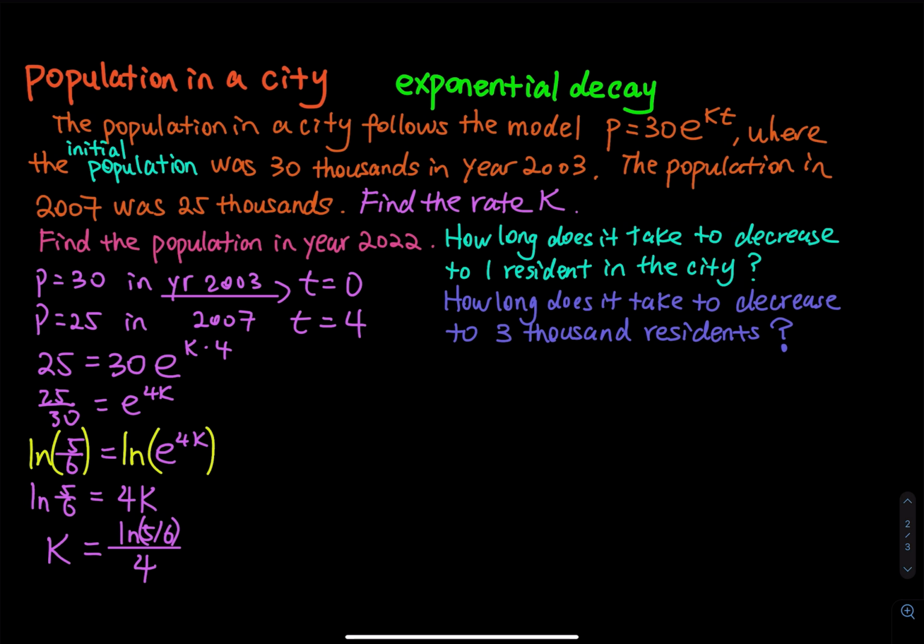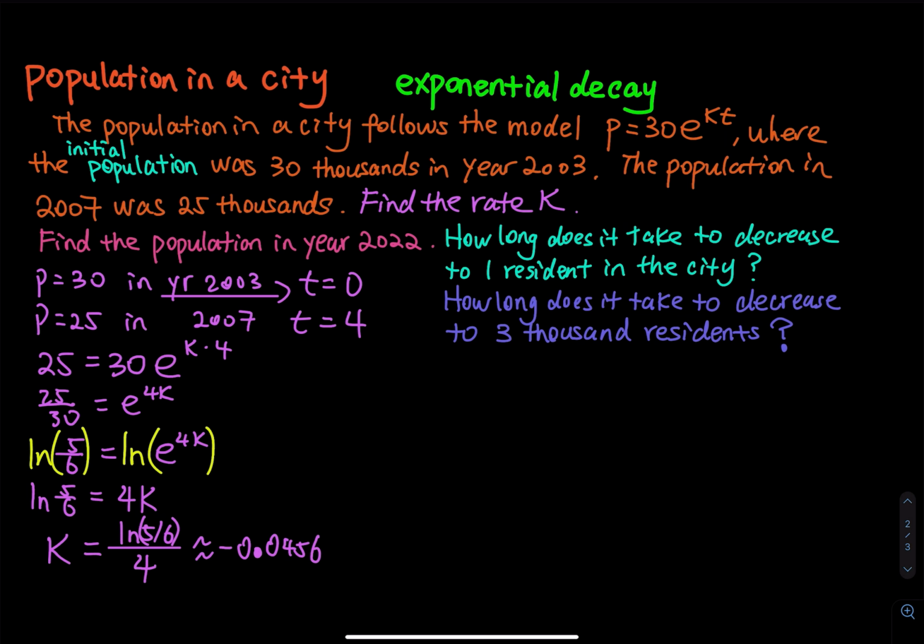And then ln 5 over 6, 5 over 6 is between 0 and 1, so basically the numerator is negative. When you take ln 5 over 6 divided by 4, I would like to approximate this to 4 decimal places. That is negative 0.0456. So let me talk more about this.